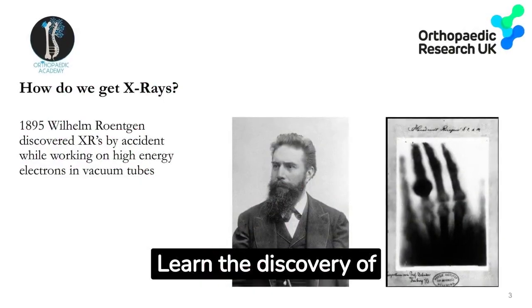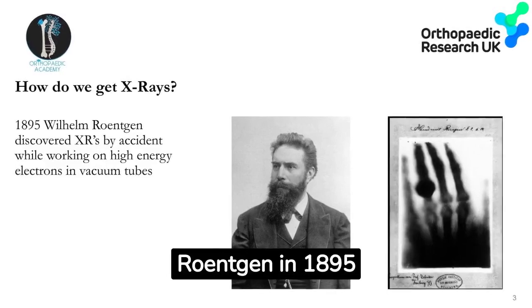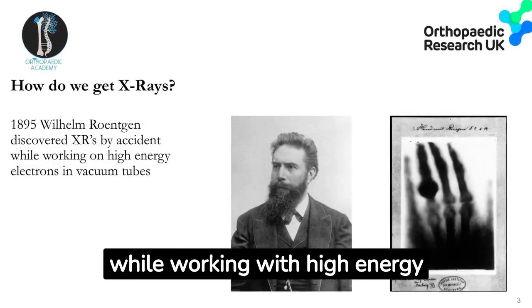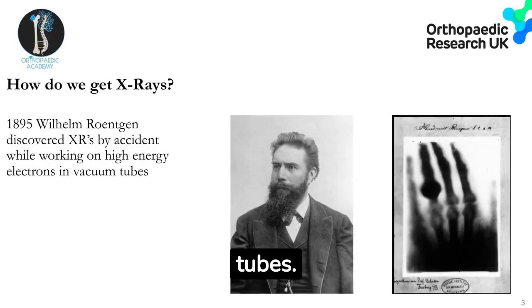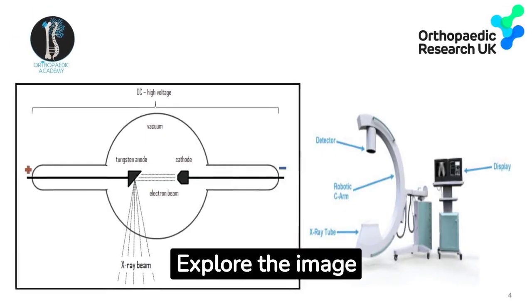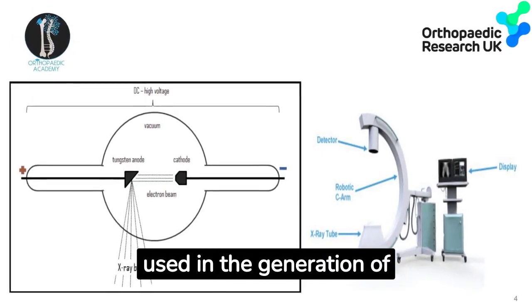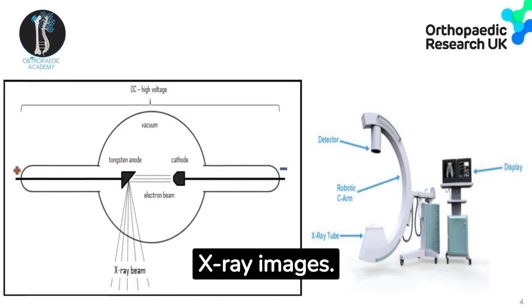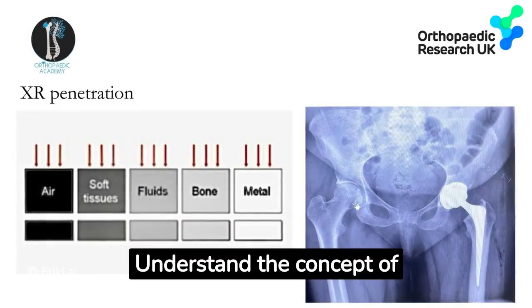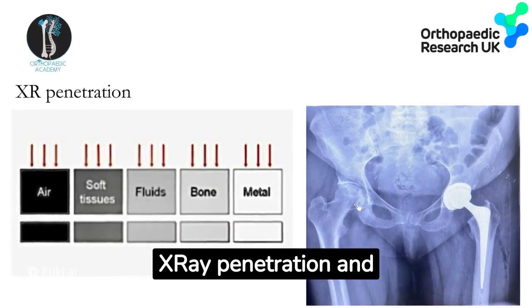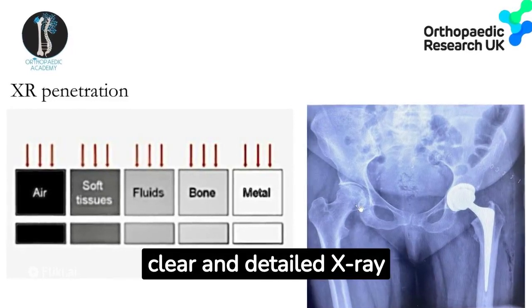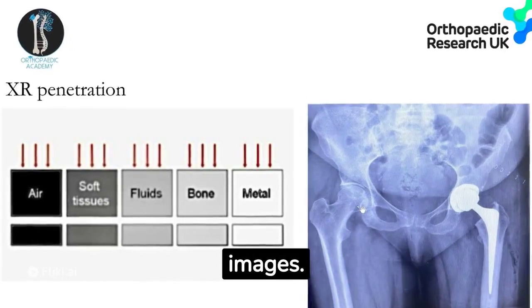Learn the discovery of X-rays by Wilhelm Röntgen in 1895 while working with high-energy electrons in vacuum tubes. Explore the image intensifier, an X-ray source used in the generation of X-ray images. Understand the concept of X-ray penetration and its significance in obtaining clear and detailed X-ray images.